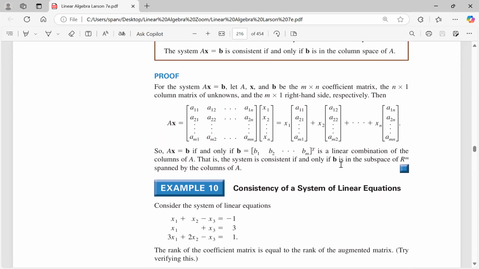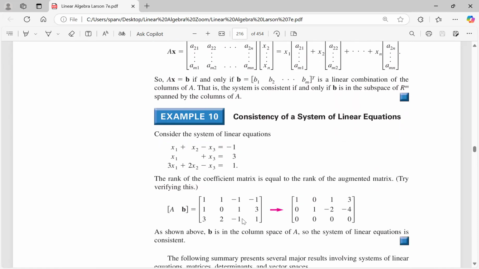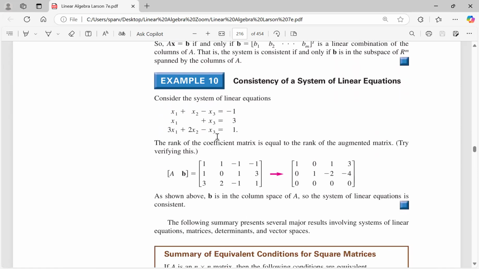So this matrix B must be in the column space of matrix A. It has to be in that. So let's say for this one now, let's see if this system is consistent. Well, A is the matrix of coefficients, B is the matrix of constants on the other side of the equal sign. So put them together. The augmented matrix looks like this, right?